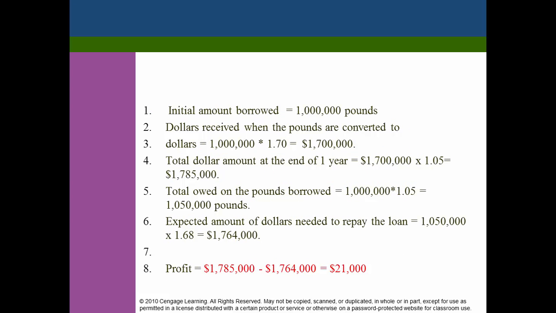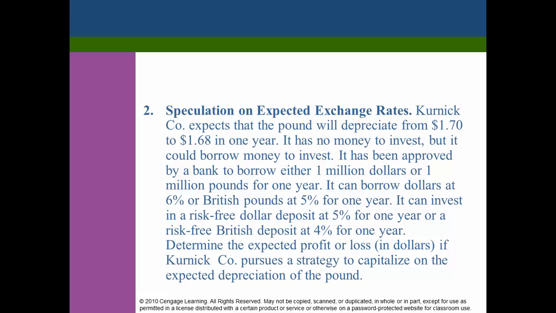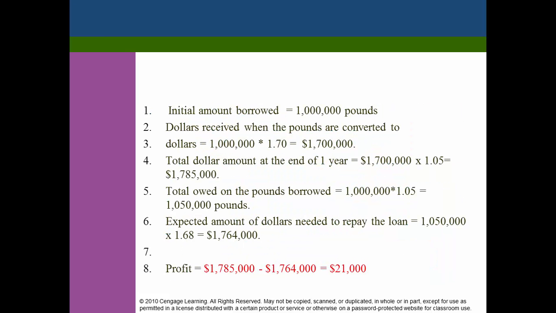Okay, so what do we do here? If you go back to the question, it says that the pound will depreciate from 170 to 168. So what that tells you is that you want to borrow the British pound and invest in the US. Okay. So initial amount borrowed is £1 million. If you convert it into US dollars, you get 1.7. If you deposit it at 5%, you end up with 1,785,000.